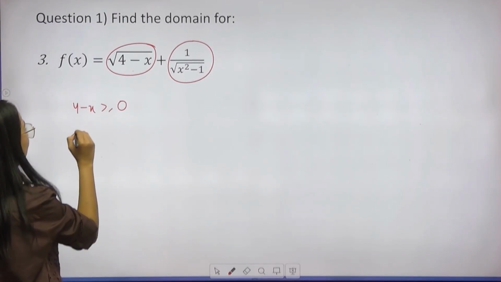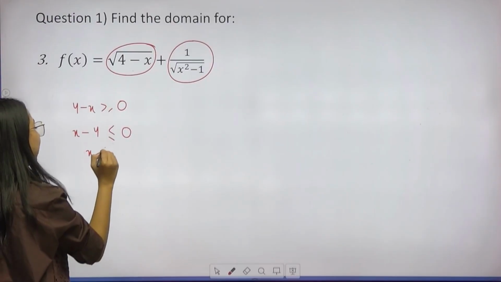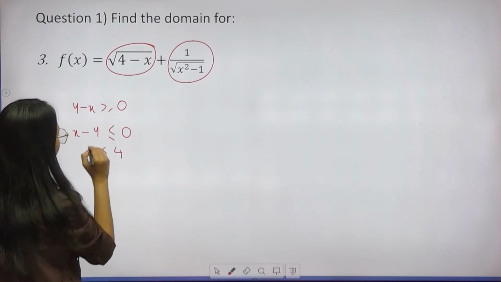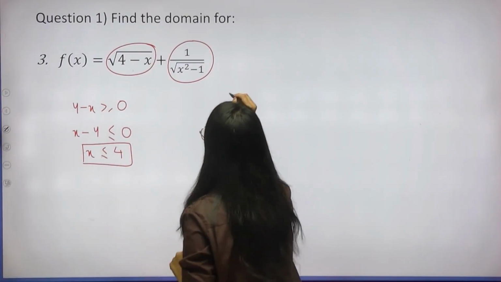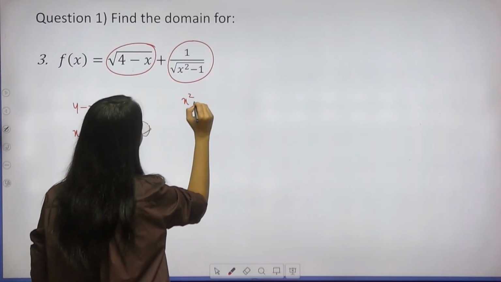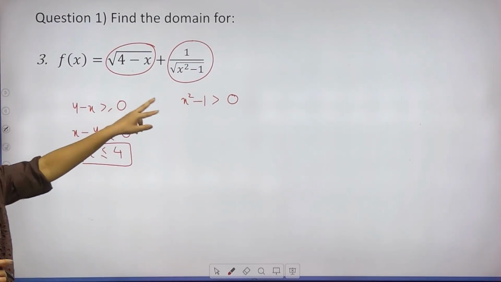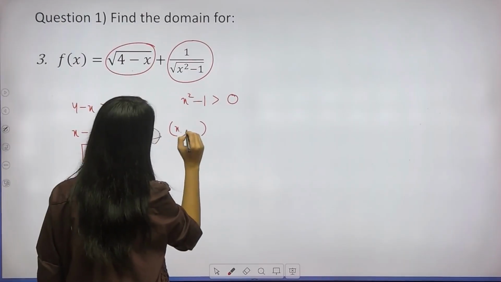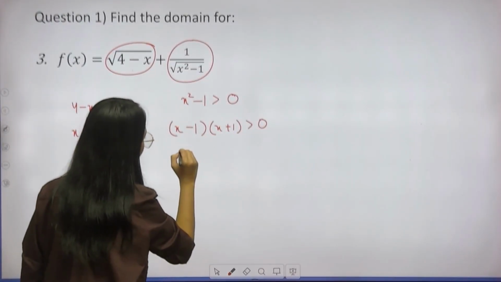Let's take minus common. We get x minus 4 is less than or equal to 0, which makes it x is less than or equal to 4. Okay. So first of all, we'll take this, and next here also, clearly x square minus 1 will be greater than 0, not equal to 0, because the denominator cannot be equal to 0. So we get (x minus 1) into (x plus 1) is greater than 0.